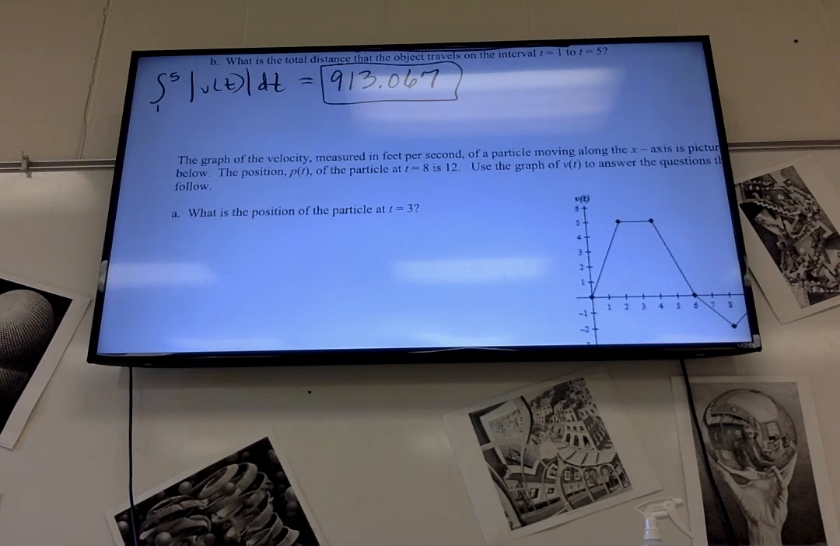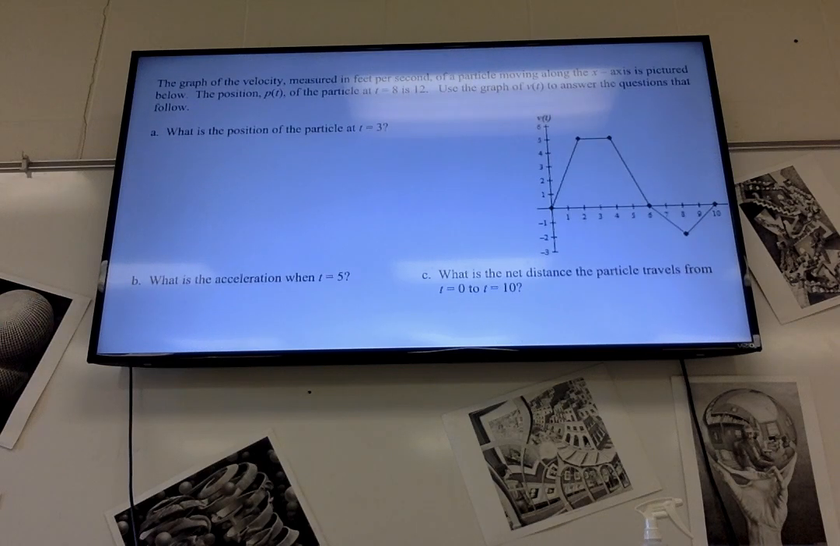Okay, so the next one: the graph of the velocity, measured in feet per second, of a particle moving along the x-axis is pictured below. So finally we have some units. We have a graph of velocity, and the position of the particle at t equals 8 is 12. So how do I write that? P of 8 equals 12. There you go. Use the graph of velocity to answer the questions that follow.